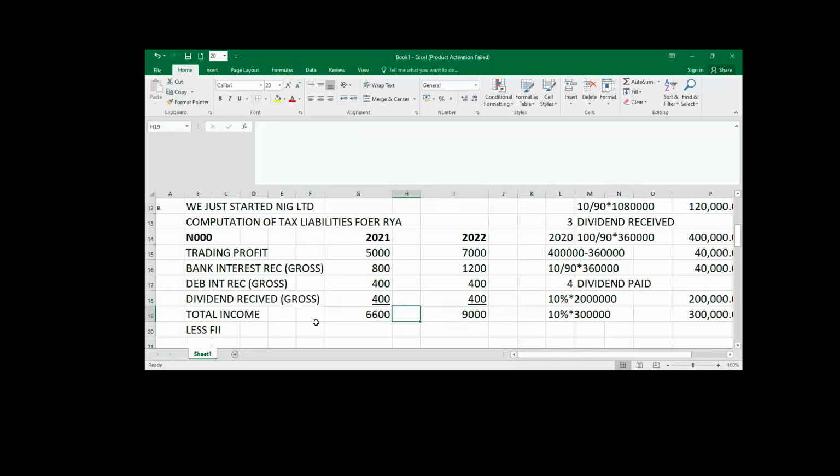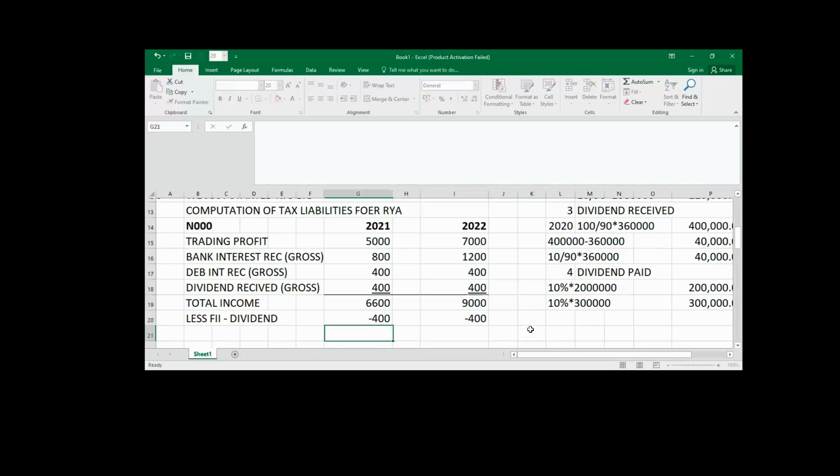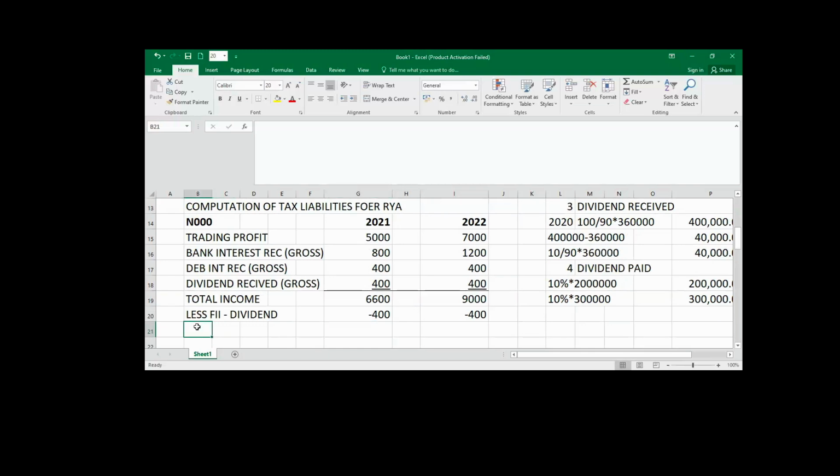Because the dividend received is franked investment income, any tax you pay on it has to be eliminated. So we now remove it, but you must first of all state it as part of the income. How much is the dividend? 400. So you are going to say minus 400. Again, here minus 400.